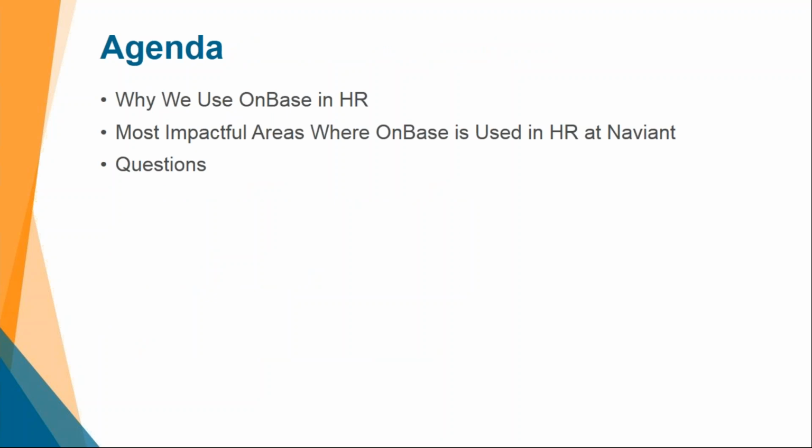Just to start by giving a little bit of background, Naviant's about a 60-person company, and we have 2 locations, here in Wisconsin and also in Ohio. And we do have several employees that work remotely, both from home offices and from customer sites. So just to give an understanding of how our HR department, the demographic that we're working with.